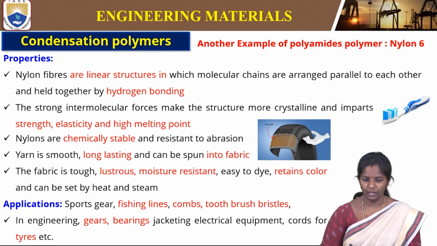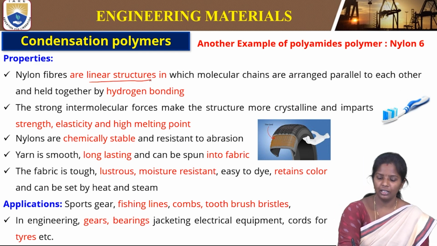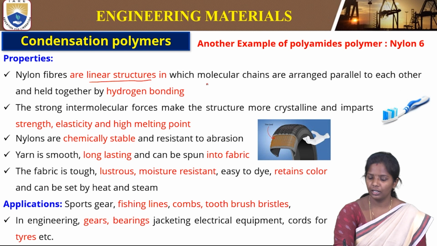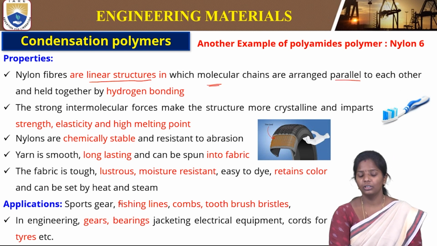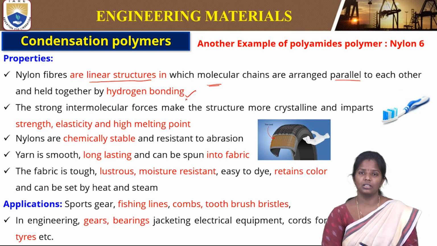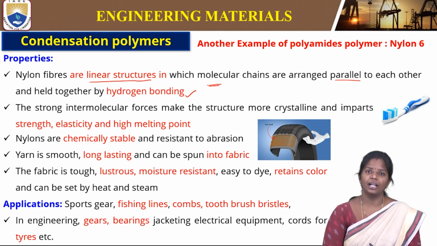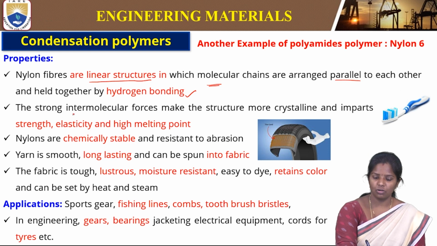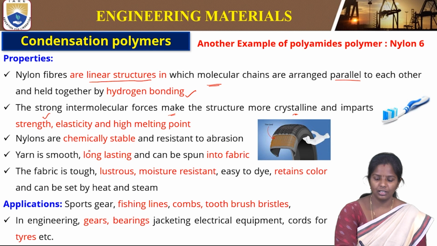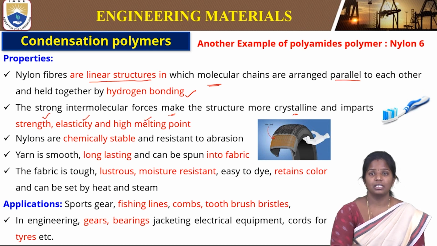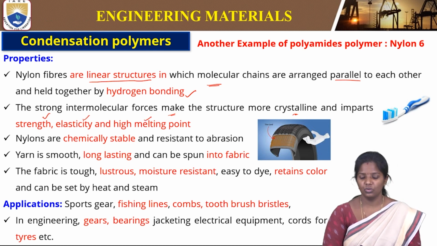Then what are the properties of these nylon fibers? They are linear structures in which molecular chains are arranged parallel to each other by hydrogen bonding. So in both the cases, hydrogen bonding is dominating, like between two different chains, hydrogen bonding takes place. So these strong intermolecular forces make them crystalline and impart strength, elasticity and high melting point. So this is why we use them in many applications.